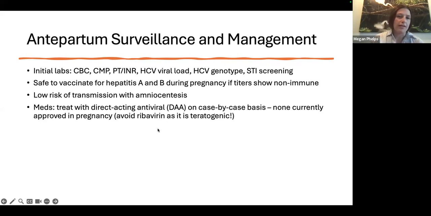Overall, there are not any antivirals that are approved in pregnancy. You could potentially treat on a case-by-case basis per the guidelines, while avoiding ribavirin because it is teratogenic.